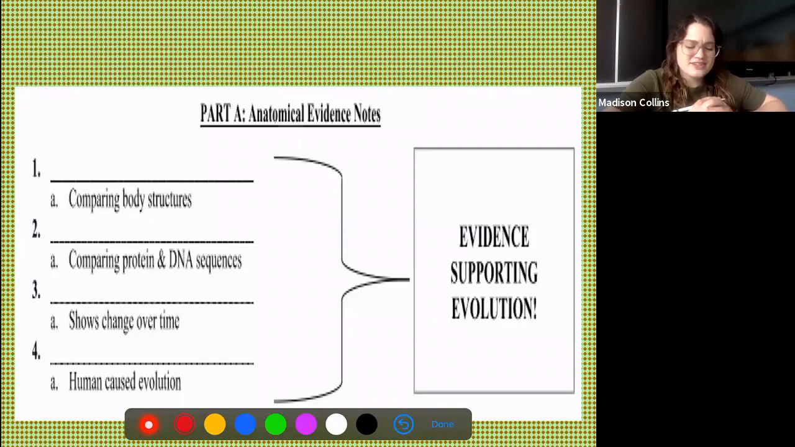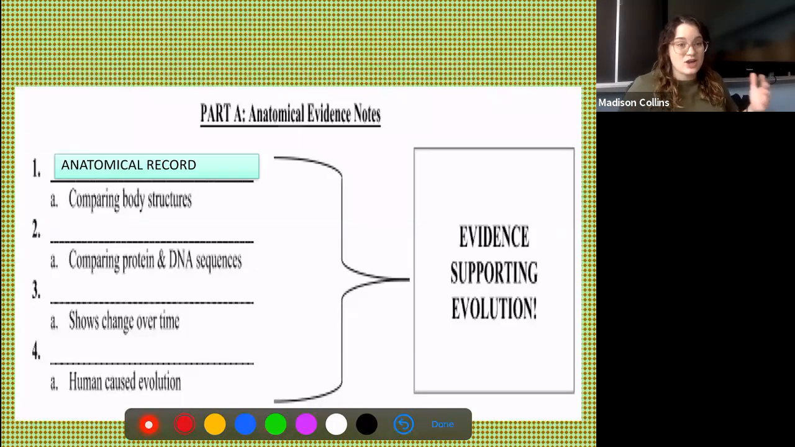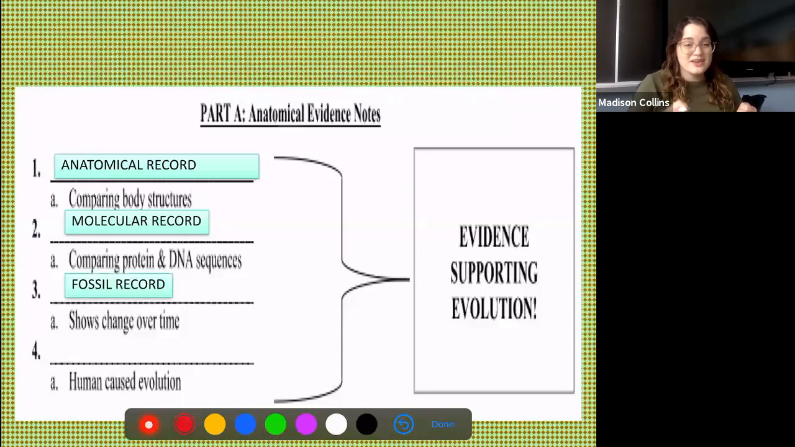Now, back to that word anatomical or structural evidence, right? When we're talking about anatomical evidence, there are a few things that we need to know. We can actually look at comparing body structures of organisms, looking at the structures that organisms have. We can compare protein and DNA sequences between species and between organisms, and we can look at that molecular record. We can look at how species have changed over time, showing us that fossil record like we just saw on that last slide. And then we can also look at how evolution is happening around us, and how humans have caused evolution throughout the years through the use of artificial selection or selective breeding, right?